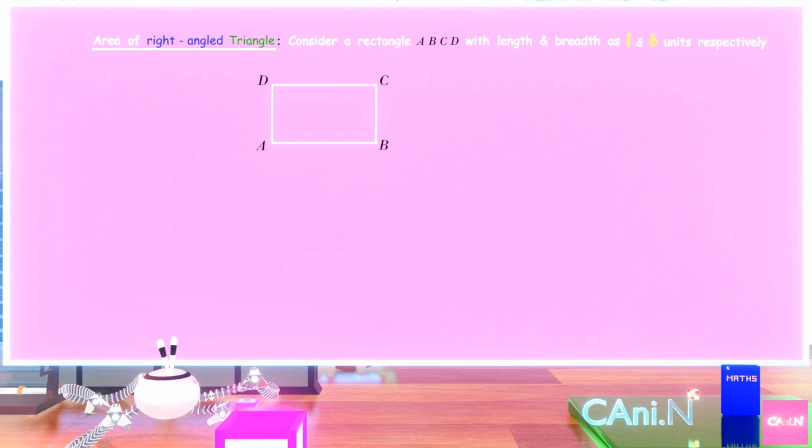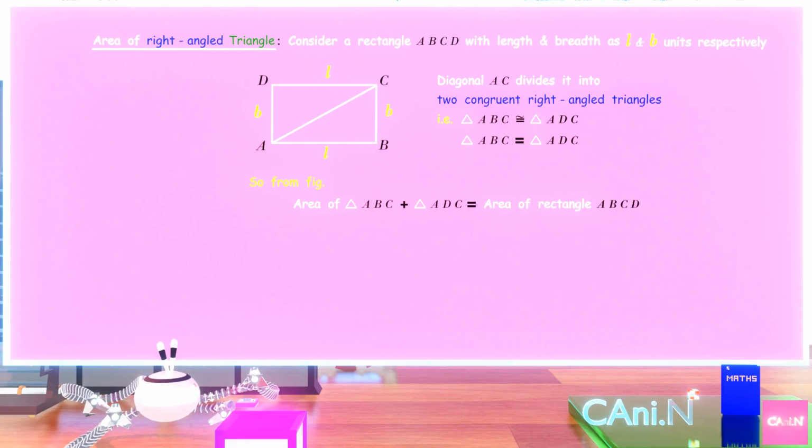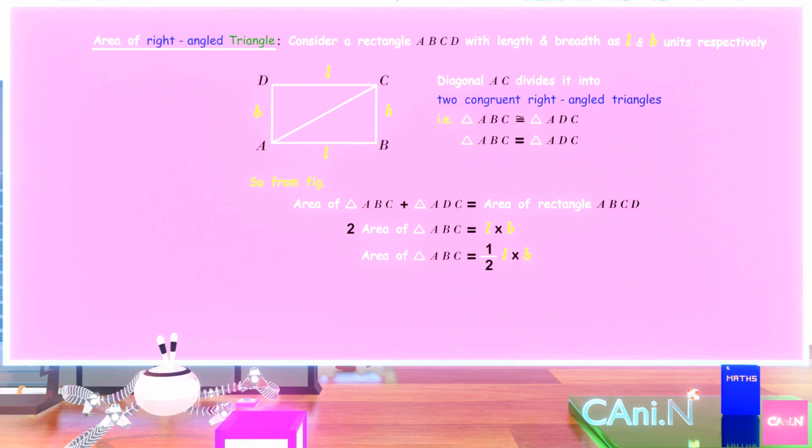Area of right-angled triangle. Here, since the term is right-angled triangle, we know that one angle should be 90 degrees. But we don't have information about the dimension of the sides. So, let us consider a rectangle ABCD, with length and breadth as L and B units respectively. So, diagonal AC divides it into two congruent right-angled triangles. So, from figure, area of triangle ABC plus area of triangle ADC equals area of rectangle ABCD. Therefore, area of triangle ABC equals 1 by 2 into length into breadth.